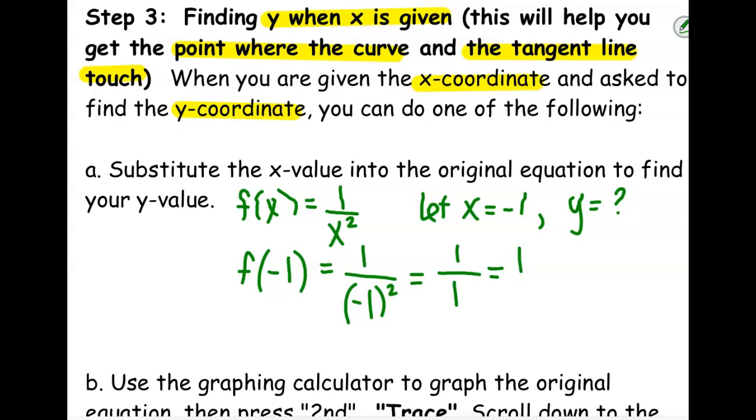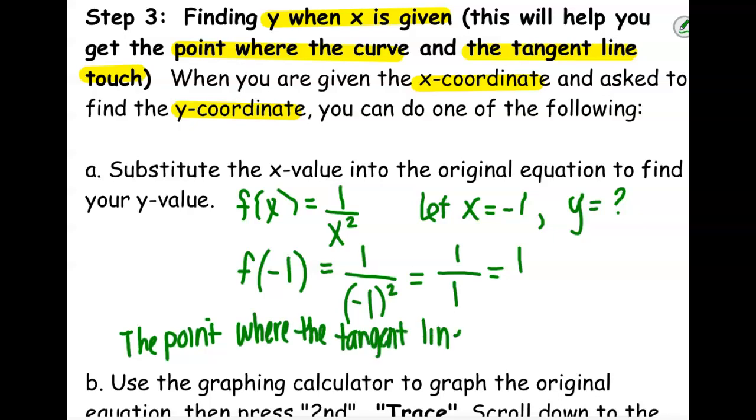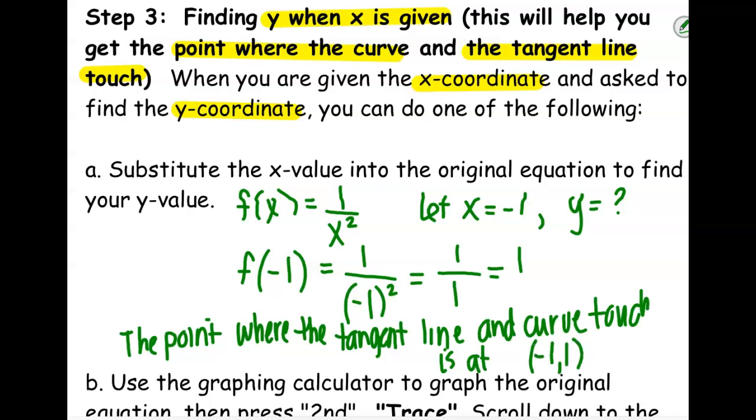So where the equation for your tangent line and your curve touch is at this point. The point where the tangent line and curve touch is at that point, -1, 1.